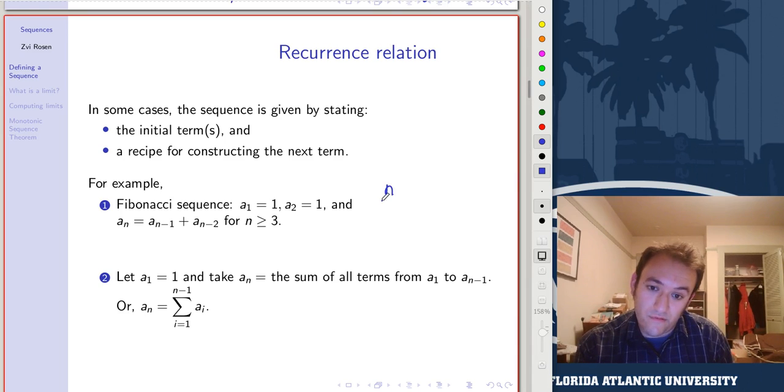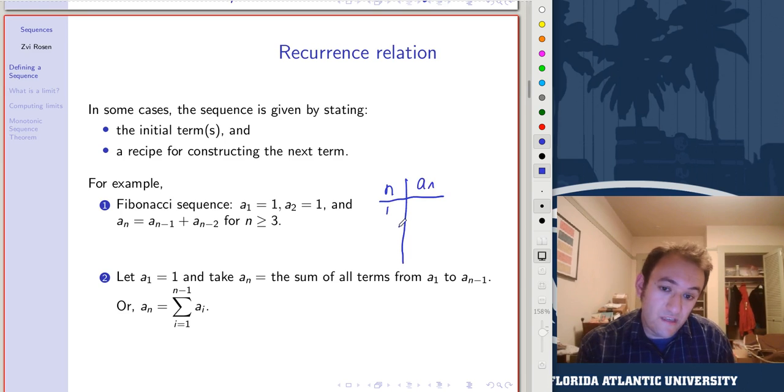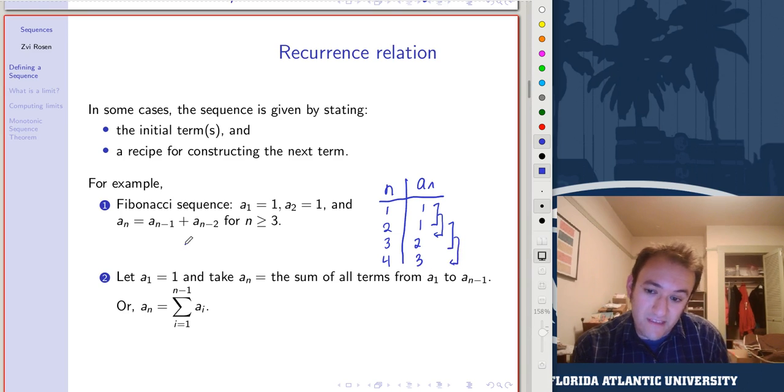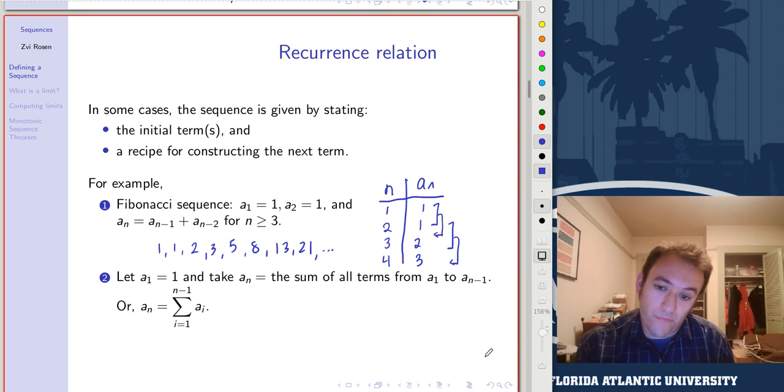Okay, so if we wanted to compile some of the terms of the sequence, well, we know the first two are 1. Then to get the next one, you add these two together. And that gives you 2. To get the next one, you add these two together, which gives you 3. And in a similar way, you get all the terms of the sequence.